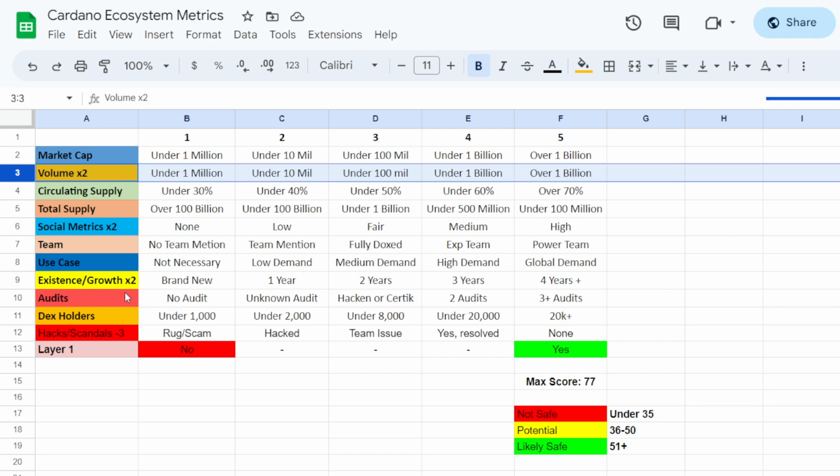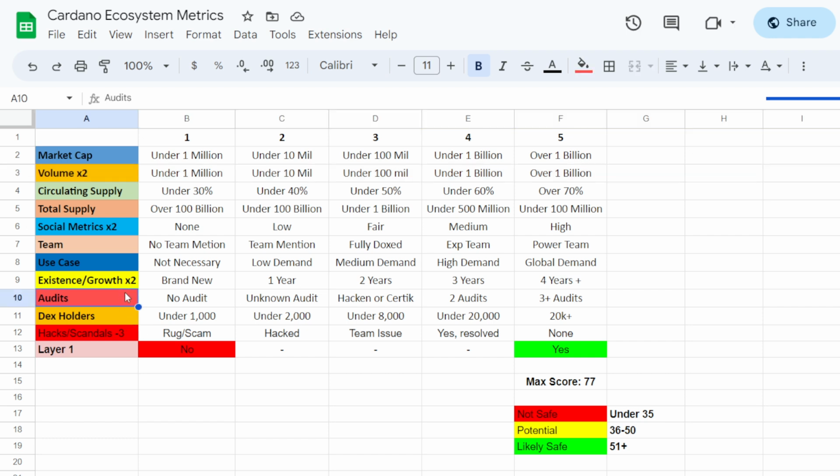Now, audits. This is a big deal for layer twos, apps, dApps, that sort of thing. If you've got no audit, you get 1 point for no reason, really. I should just put this as a negative, but I didn't. Unknown audit. So like, hey, we got an audit, but it's an unknown company. We got a Hacken or CertiK audit. Okay, we got one or the other. You get 3 points for that, because these are not cheap, and these audits are generally pretty solid. Okay, they're very reputable hacking companies, right? And so if you've got one of these audits, that's pretty good.